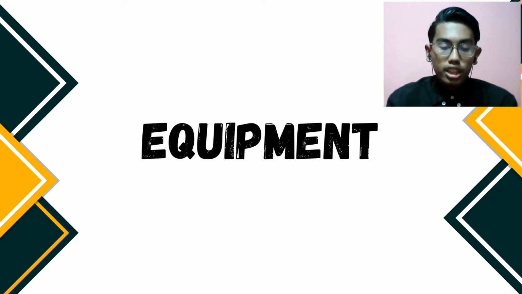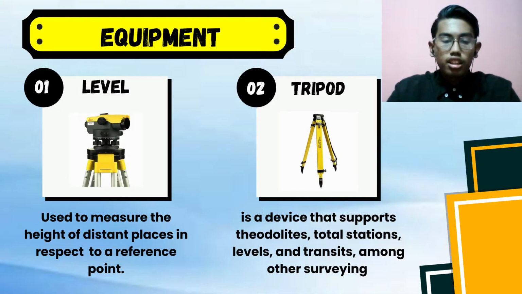Bismillahirrahmanirrahim. Assalamualaikum. My name is Muhammad Azri bin Azmi and my matric number is 01DKA21F1083. Today, I will explain about equipment used in leveling survey. Okay, the first equipment is the surveyor level.